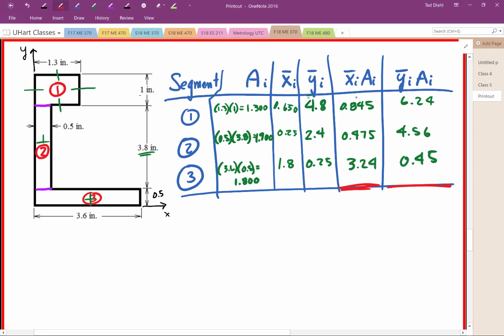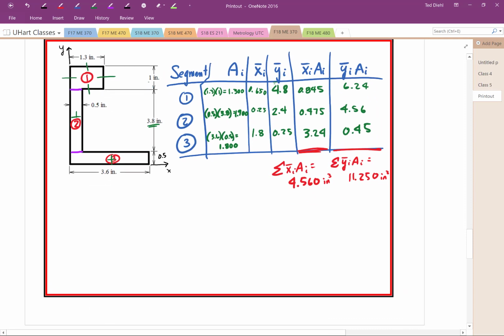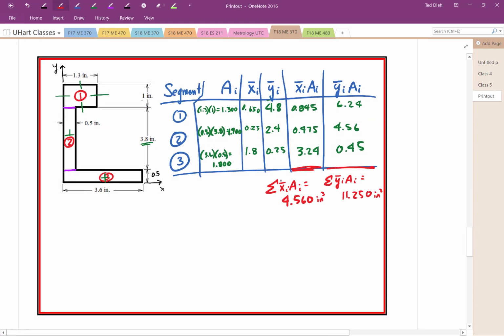If we add all these up in this column, what we're really doing is taking the sum of this right here. If we add that up, we end up with 4.560. And by the way, these units would be inches cubed, because it's area, which is inches squared, times distance, which is another inch. And then for this column, y bar ai, that ends up being 11.250. Of course, this really lends itself to an Excel spreadsheet, but I do want you to do it by hand so that I can see that you've done it. It's a good exercise.